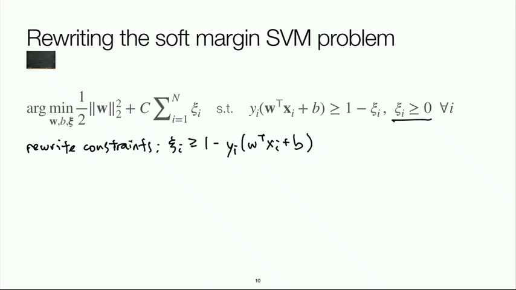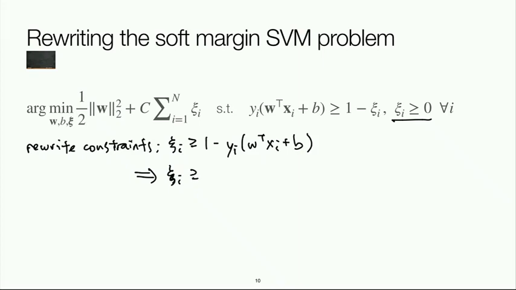However, now I have two constraints that say xi_i is greater than something, right? So xi_i is greater than or equal to this, and xi_i is also greater than or equal to 0, right? Both of those things are true. What does that mean? It means that I can actually rewrite two constraints into a single constraint.